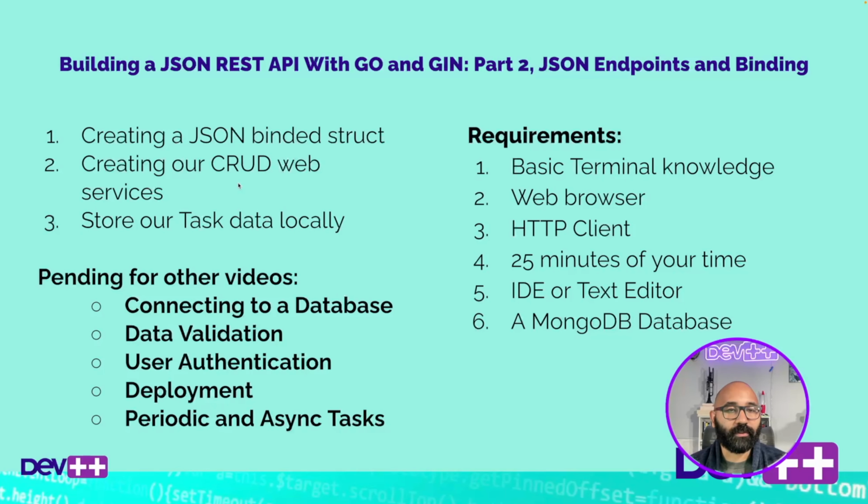First of all, we're gonna create some JSON binding struct, right? Create CRUD web services. Remember, create, read, update, and delete. And then we're gonna be storing our data locally, just like we had done previously in this JSON REST API series with different languages. We're gonna be leaving the connection to a database to a different video, a different series, just because it will require a little bit more time.